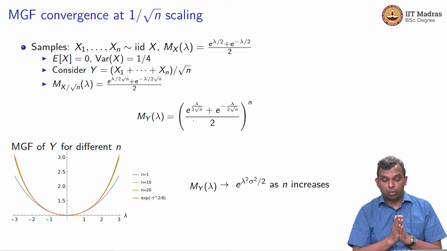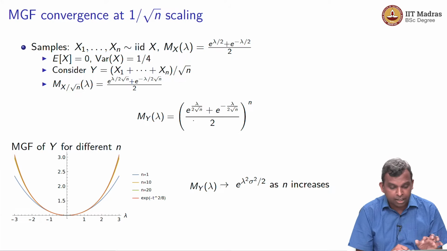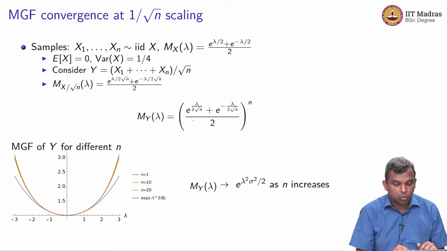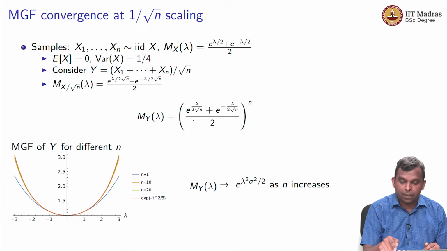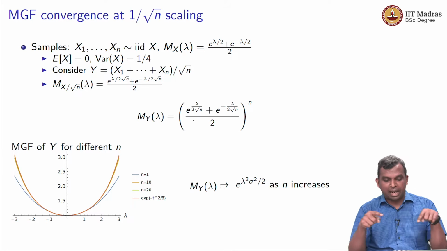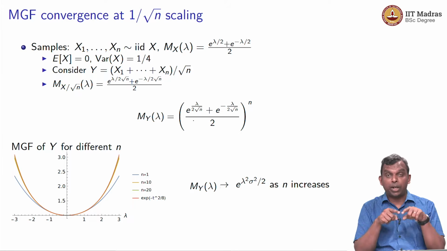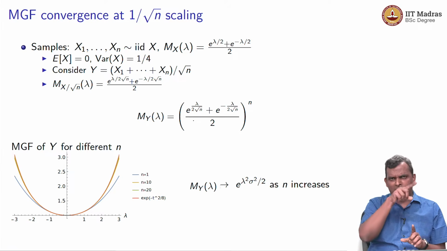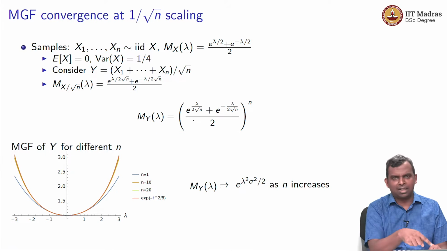I'll walk you through how I've plotted it. I've plotted for different values of n. First is n equals 1. For n equals 1, it will just be the e power lambda by 2 plus e power minus lambda by 2. I told you how it looks. It looks like e power lambda squared. It will look like this u, right? So it's sort of like this e power lambda square.